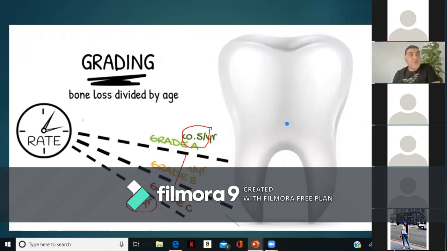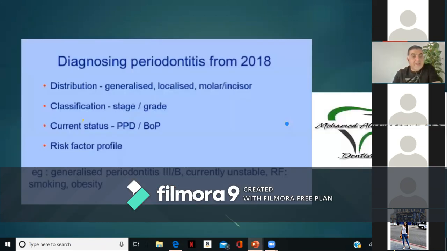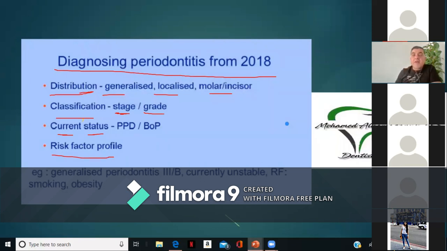So we did staging, to assess the severity of the disease, and grading, how quick the progression of the disease. Now this is the most important: extent or distribution, generalized or localized, molar incisor; classification or staging, stage 1, stage 2, stage 3; grading, grade A, grade B, grade C; current status, is it stable, remission, or active? Risk factor, it is very important now with the new classification to consider the risk factor in your diagnosis, and you need to mention if the patient is smoking, diabetic, or not. So your final line: generalized periodontitis, stage 3, grade B, currently unstable, risk factor is smoking, obesity, whatever it would be.